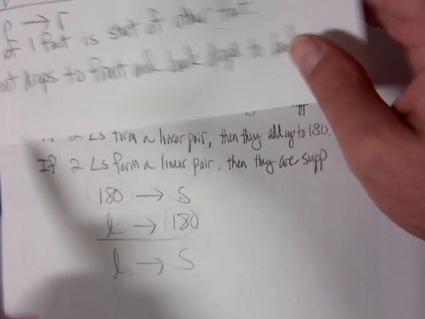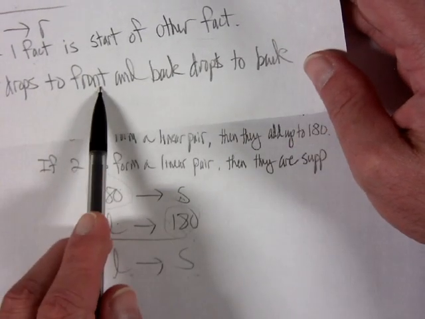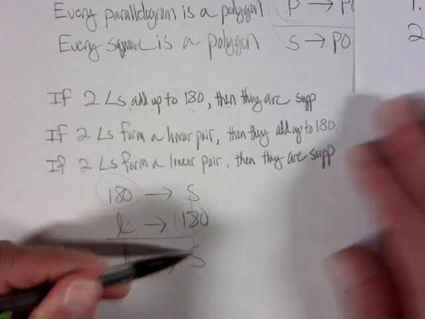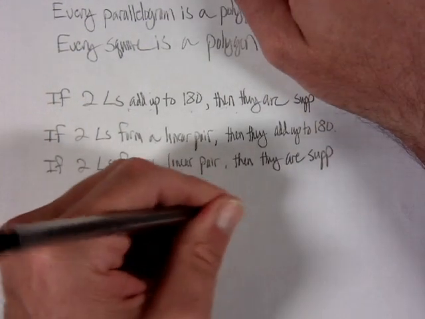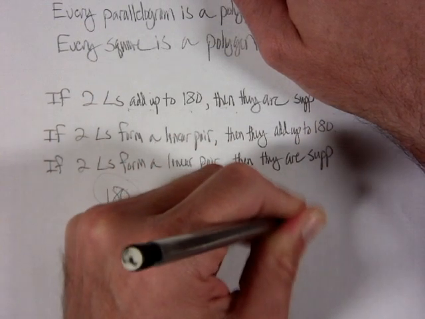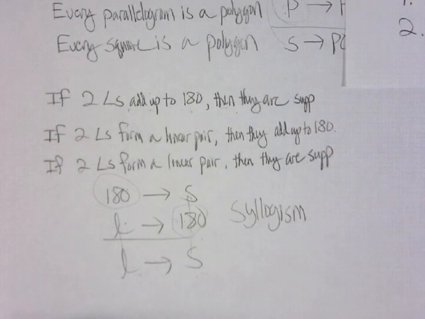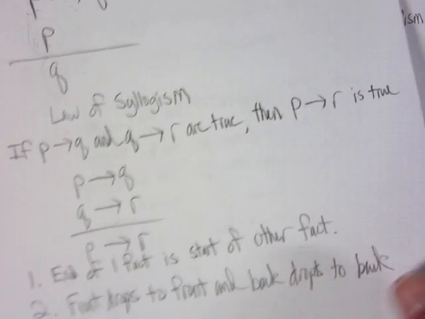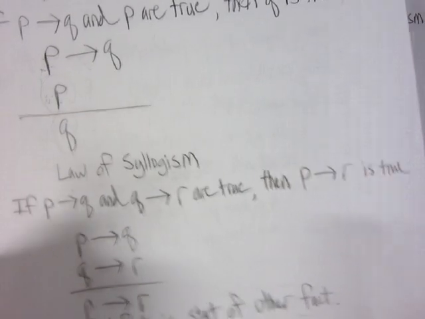Now, what's the second thing? The front drops to the front and the back drops to the back. So the L drops here, the S drops here. This is the correct pattern for syllogism. Okay? So the key to answering these questions correctly is to make sure that you are able to take a look and compare the patterns and see does it fit the pattern or not, yes or no. All right?